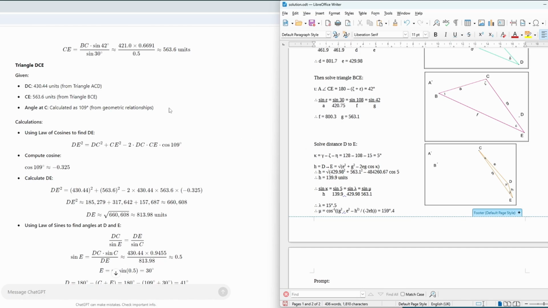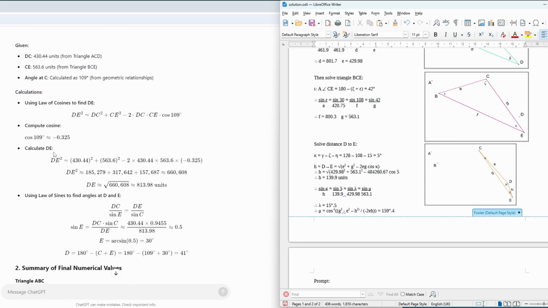But this seems to have just invented a so-called geometric relationship. Anyway, we'll continue on and see what else it comes up with. Perhaps this will be corrected at some point. So it's using the law of cosines to get the distance D to E. And D to E, it says, is 813.98. D to E is H in my diagram, and as you can see, it's 139.9.